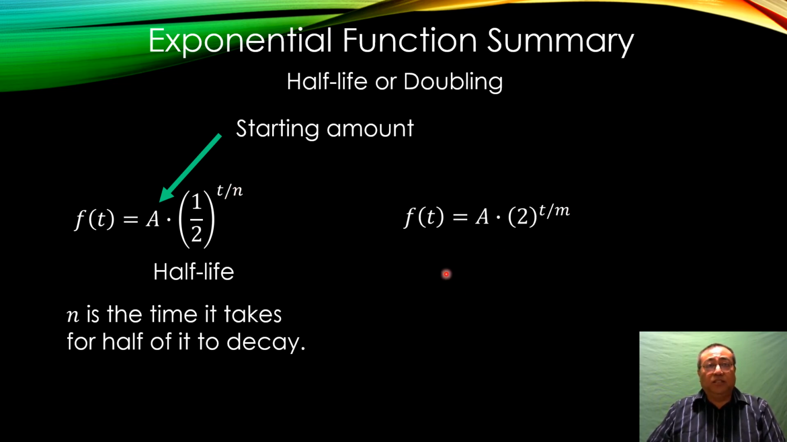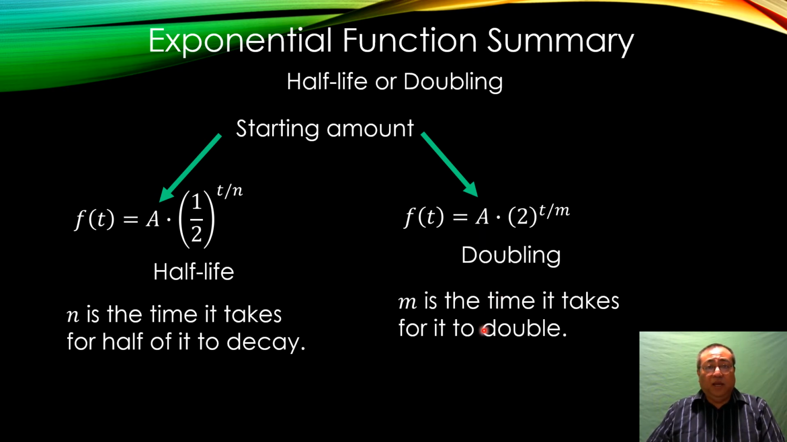Here, same thing. This is growth. This is doubling. So the initial amount is A, and M is the time it takes for it to double. So you divide by however many years it takes to double. We did the world population where it doubles after 61 years, so M was 61.